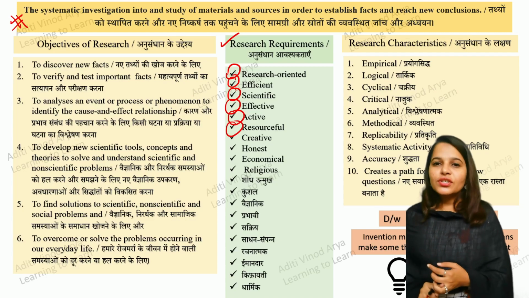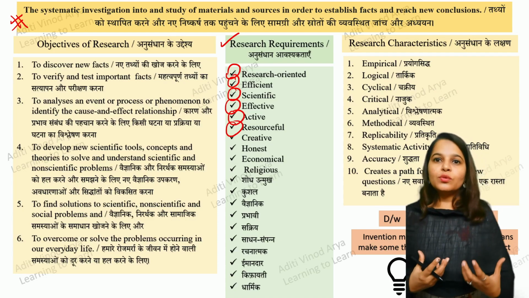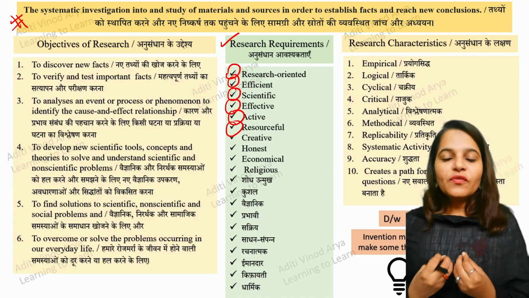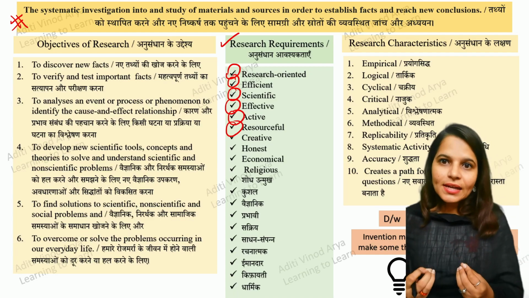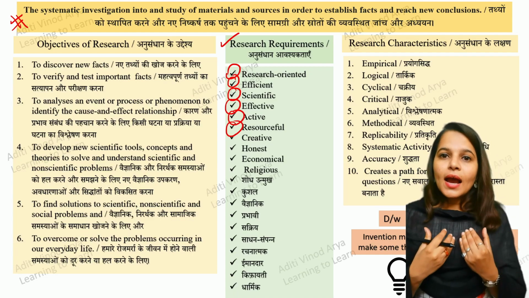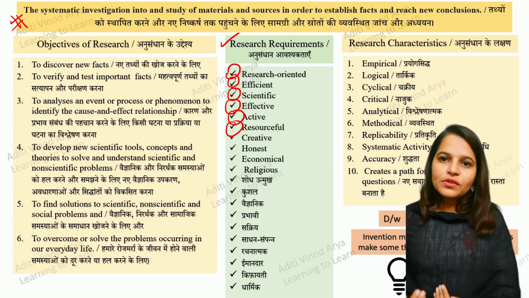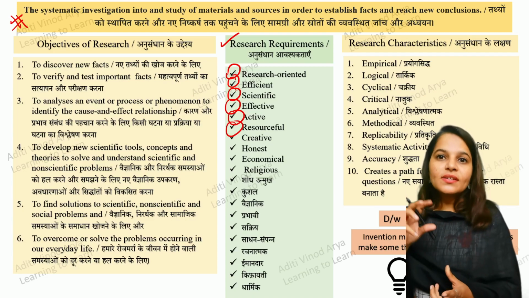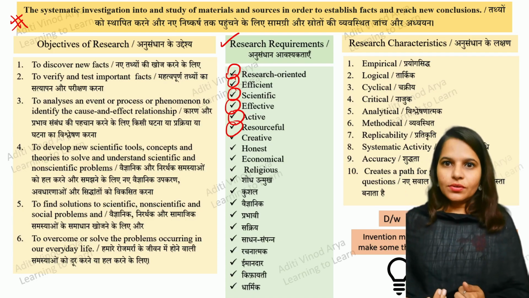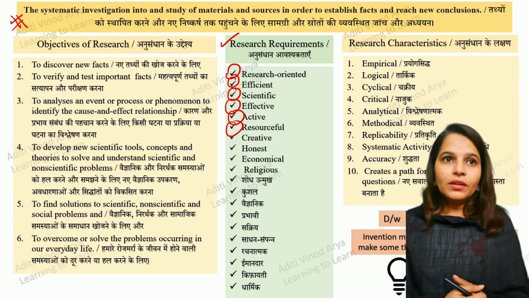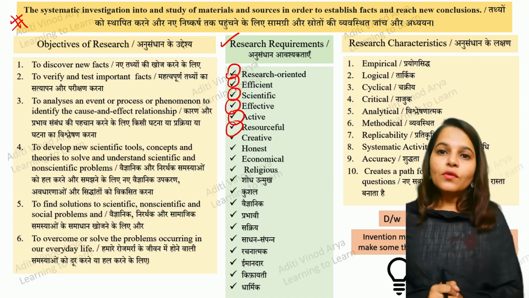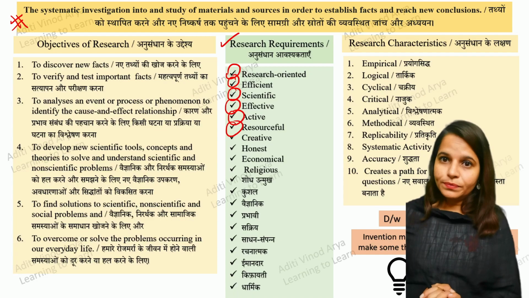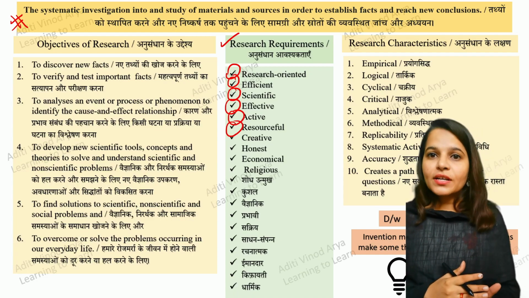The last one is religious. Religious here doesn't mean that you should belong to a particular religion. No, you should be religious towards your research. You should be very dedicated towards your research. You should understand that research is a thing in which I am putting my time, money, efforts, everything, and I should be honest towards it. So religious towards the research, religious towards doing the research. So that is what they're trying to mean here. So those are the basic research requirements. If you have all these characteristics, all these attributes in yourself, then you can become a great researcher in future. Now let's move on to the objectives of research.